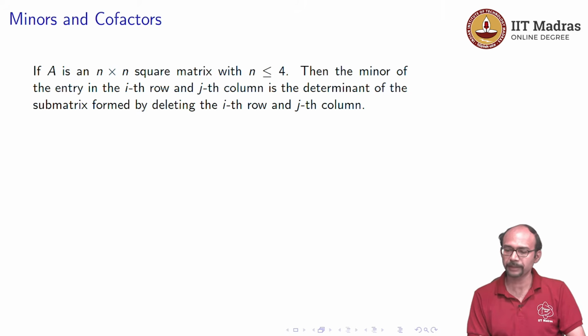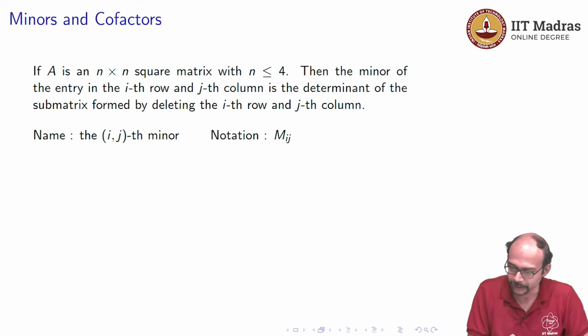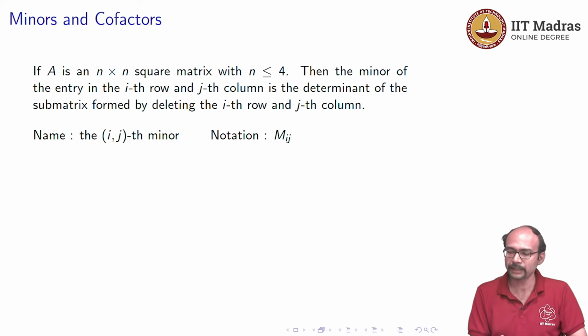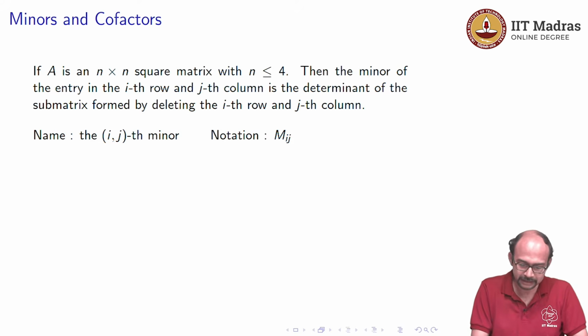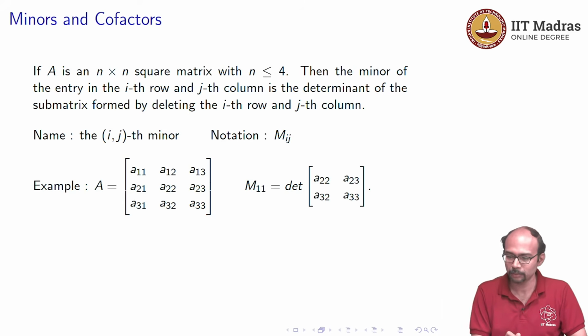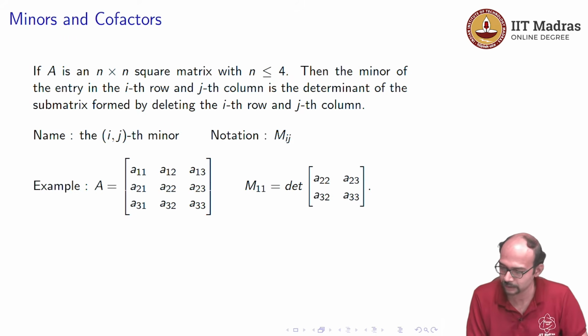Okay. So, if you take a matrix of size 4 by 4 and you delete the ith row and the jth column, you will get a matrix of size 3 by 3, and then you take its determinant. Okay. So, this is called the ijth minor and it is denoted by Mij. So, here is an explicit example.